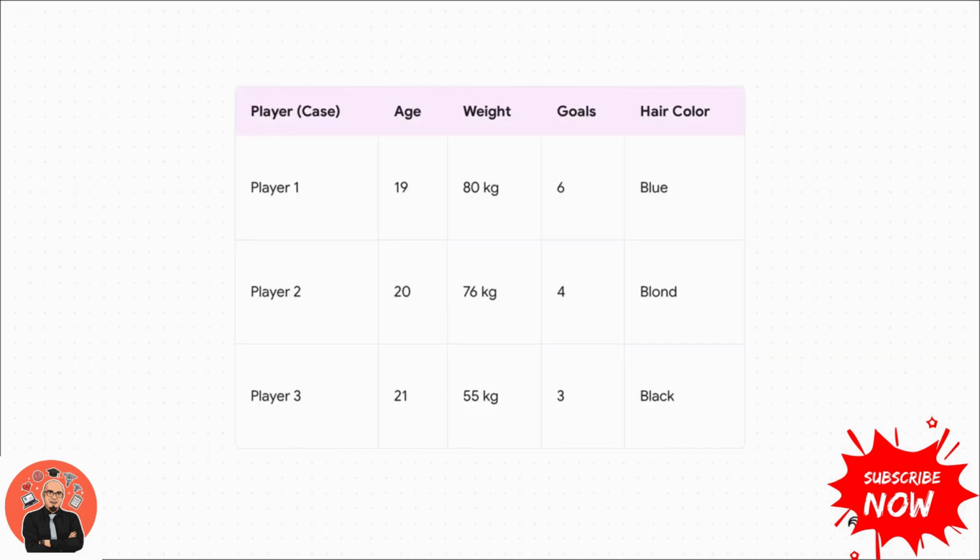So check this out. In this table, the football players, player 1, player 2, player 3, those are our cases. Each one gets its own row. And the columns, age, weight, goals, even hair color, those are the variables. This simple grid is how we start to organize information about basically anything.